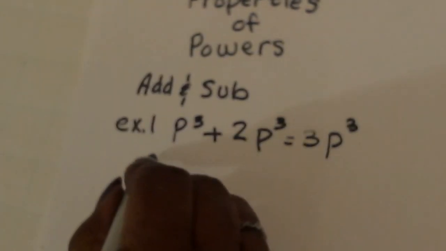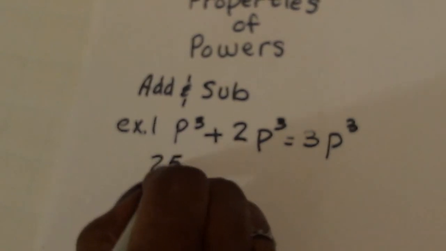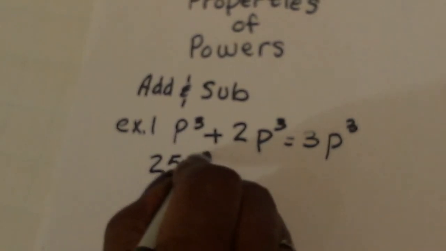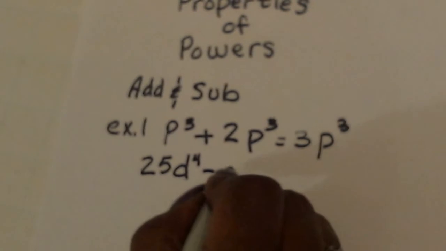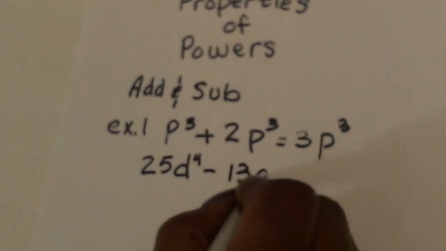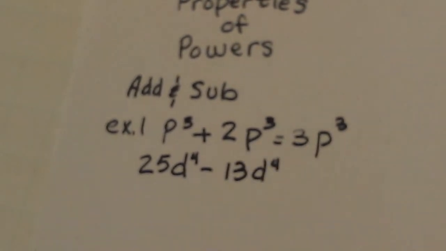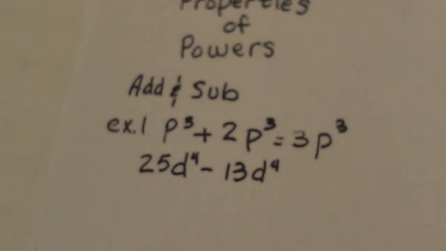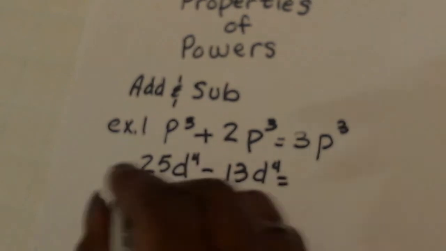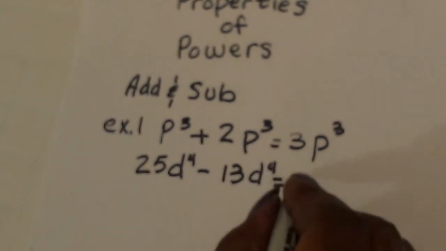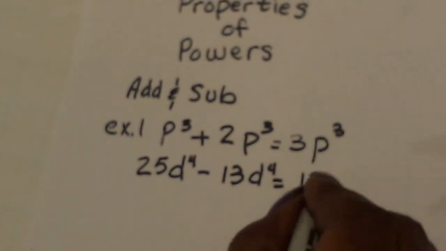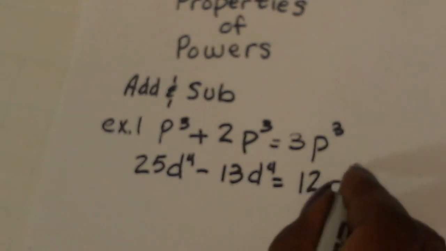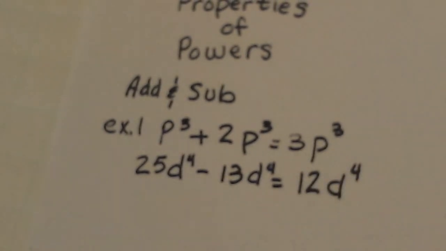If I want to subtract, I have 25d to the fourth power minus 13d to the fourth power. The bases are the same and the powers are the same, so we can combine them. 25 minus 13 is 12. We keep the variable and the power.